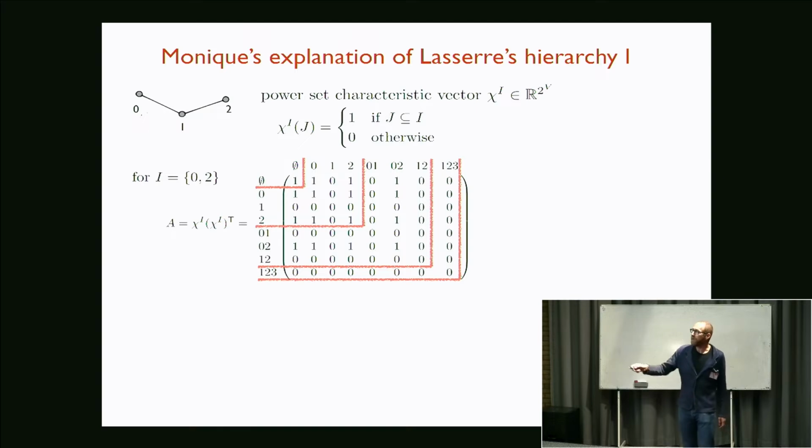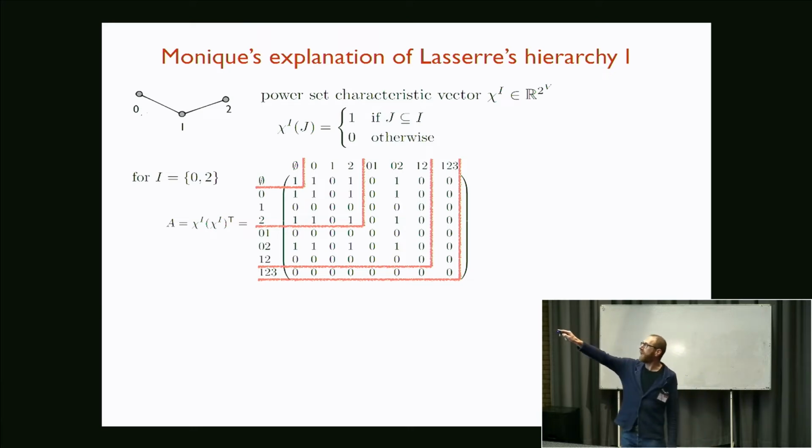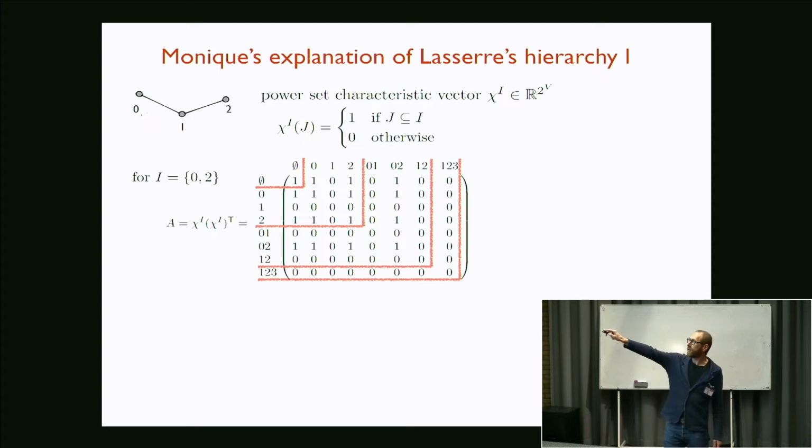So here's the example. My independent set is {0, 2}, this vertex and this vertex. And then I take chi times chi I transpose, do this construction, and I get this matrix here. It's again a rank 1 matrix, but now rows and columns are indexed by all the subsets of the vertices of the graph. And I have a 0-1 structure corresponding to this containment relation. So it's a very big matrix, exponential size in V.